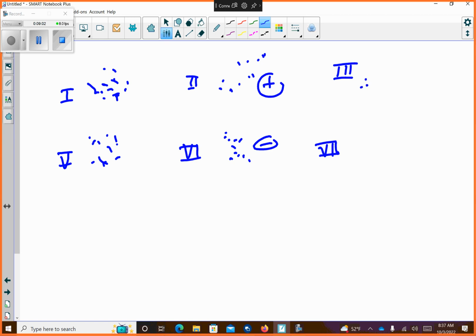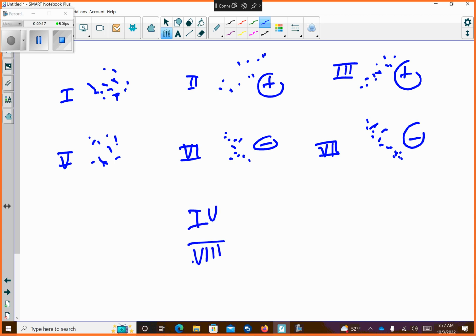And then if you look at 3 and 7, these are a little closer together. So these both have positive or negative trends to them. And then if you looked at 4 and 8, you might have a really strong positive, or you might have a really strong negative trend.